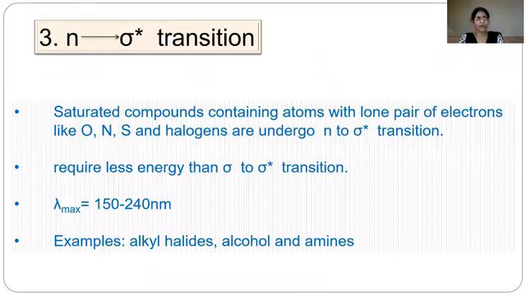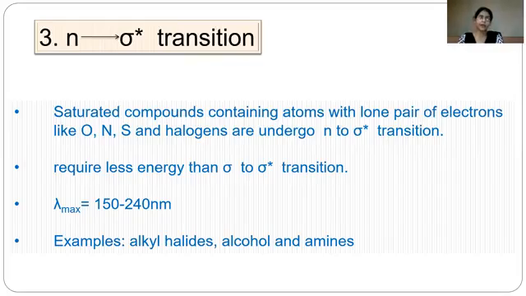The third type of transition is n to sigma antibonding transition. The name indicates a molecule with sigma electrons as well as non-bonding electrons. Non-bonding electrons can be present with a heteroatom in the form of a lone pair of electrons. When these lone pair electrons are excited from non-bonding orbitals to a higher energy sigma antibonding orbital, it is n to sigma antibonding transition.